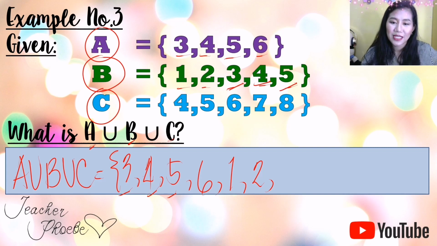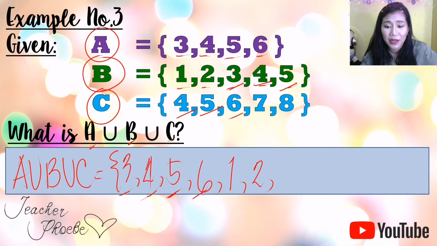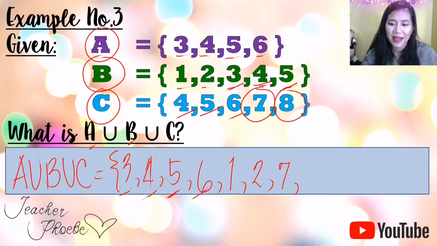Then, let's proceed with writing the elements of C. 4 is already written, 5 is already written, there you go, and 6 is already written. You don't need to write it anymore. So, ano na lang ang isusulat natin? Si 7 at saka si 8. Okay, so write down 7 and 8.